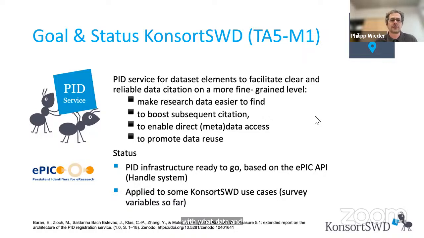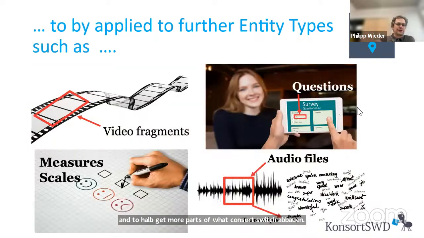And maybe even to help generate new ways to work with data and metadata all around the social sciences. In this case, there is an infrastructure based on EPIC PIDs already, and some of the things are already there. But that's where PID4NFDI is helping and is also funded: to complete this use case, to consult, and to help get more parts of what Consort SVD actually wants up and running. So we can go to the next one. Sorry, I forgot the last slide.